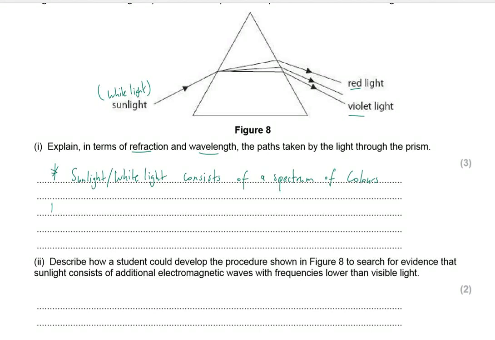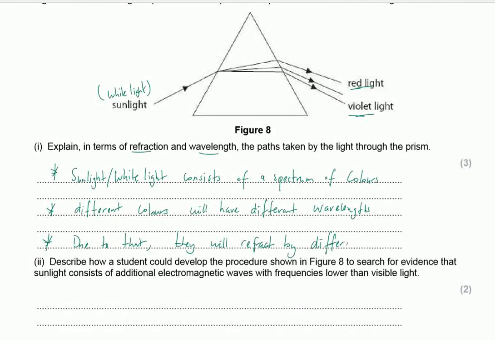Okay, good. Second point, different colors will have different wavelengths. So this here will have a different wavelength, and this here is going to have a different wavelength. And finally, due to that, they will refract by a different amount.